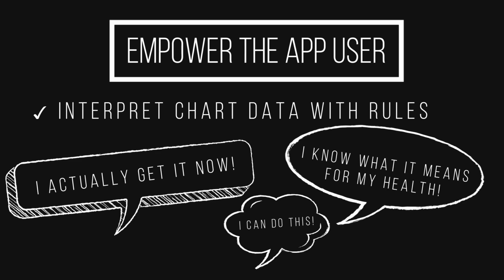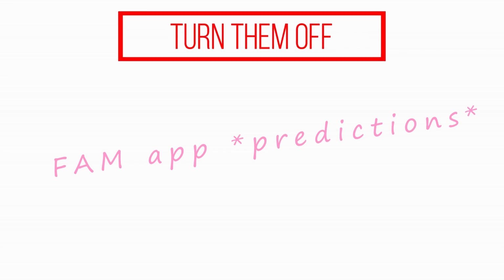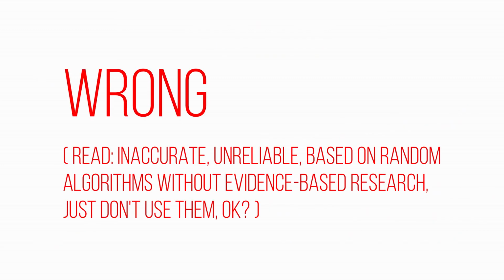So let's take a second to talk about FAM app predictions and why you should turn them off. Because I can tell you to turn them off, but it won't really make sense until you know the background of why. FAM app predictions are notoriously wrong. For the user, they're misleading at best and dangerous at worst. And here's what I mean.